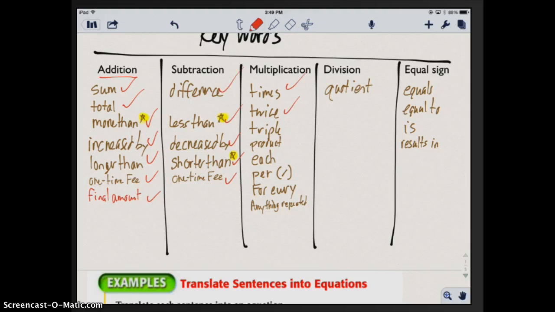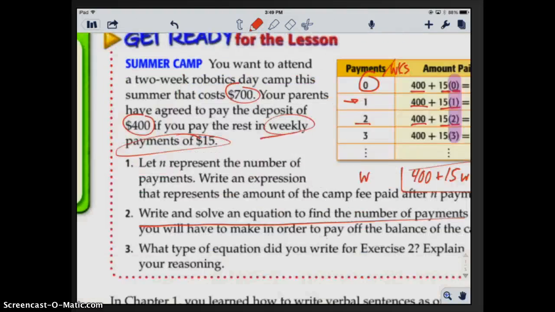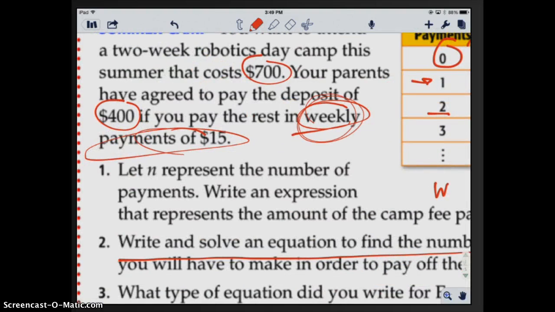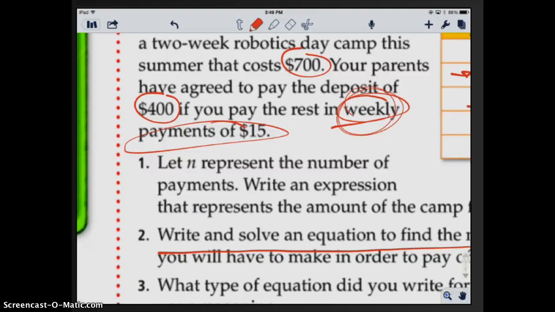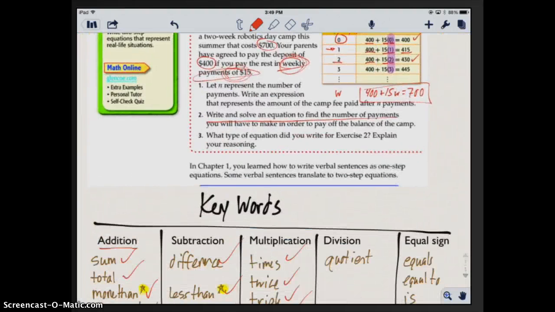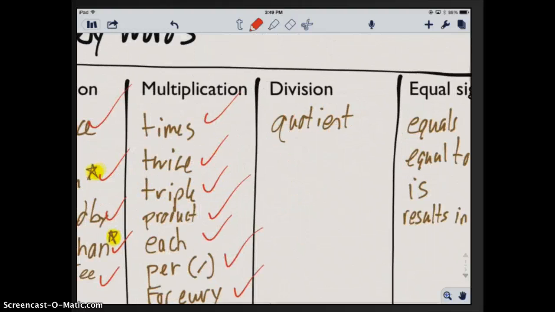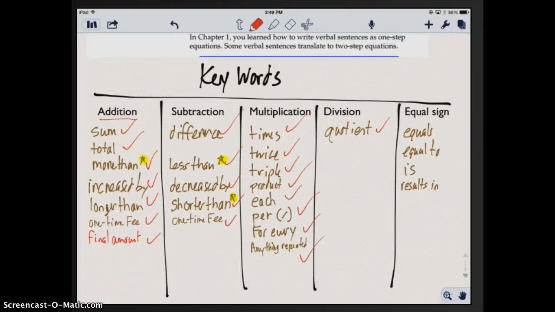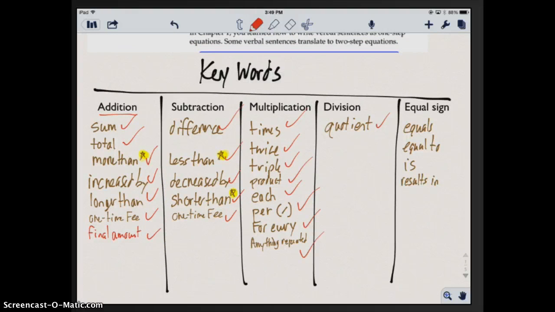Multiplication: times, twice means specifically times by 2, triple means specifically times by 3. Product, each, per, or even the slash, which means per, for every, or anything that's repeated, like for instance this weekly payment, that would be repeated. Division: the quotient isn't the only word, but probably the only word we're going to use. We can always add to this list later. And the equals sign, because equals to is an important one, and results in. We'll see those quite often today, maybe some others.